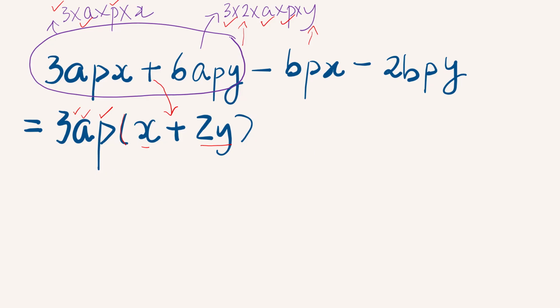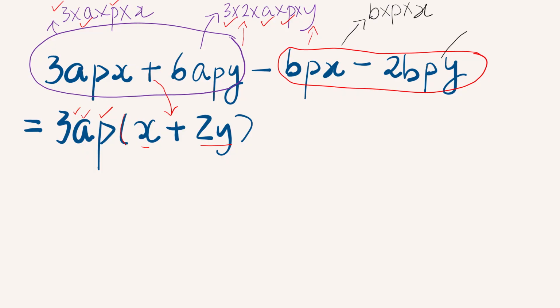All right, now let's look at the second group. So this will be my second group. Right, so BPX is the same as B times P times X. And this is 2 times B times P times Y. So what is the common factor that we can observe here? Yes, the common factor will be BP. All right, so that's just what we're going to do. Continue with the operation negative here.